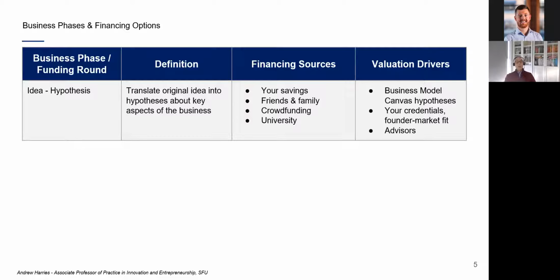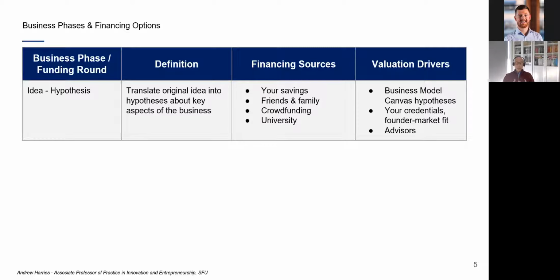So the first phase is idea hypothesis. We have come up with an idea. And the key distinction of what this phase means is that we're translating the original idea into hypotheses that are testable in the scientific method about key aspects of the business. During the early phases here, this is where people, as an entrepreneur, are saying, what is the problem and what do I hypothesize to be the solution to that problem?